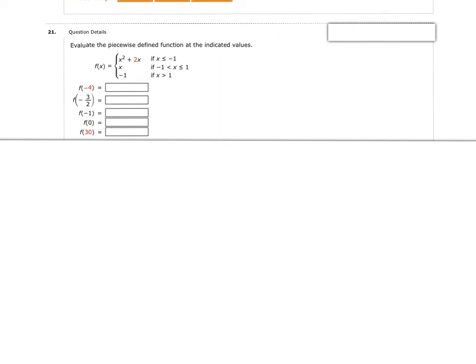All right, next up here we got a piecewise function, and so it's a function cut into pieces, and so I first need to decide each number here. I'll start with -4, which category it fits into. So -4 is less than -1, and so that means I plug it in here for x over here. And so I evaluate that, so it's 16 minus 8, and so that's 8. -3 over 2 as -1.5 is also less than -1. So I'll plug that in here as well.